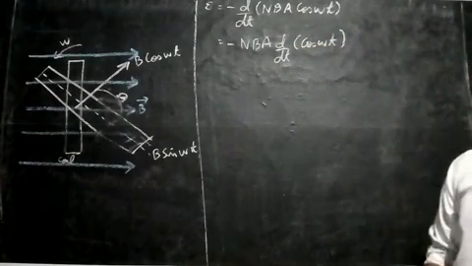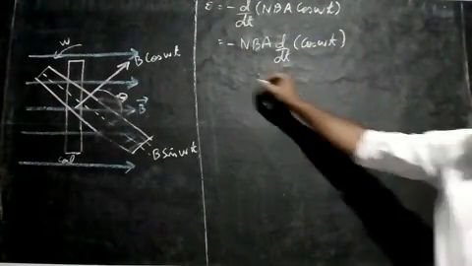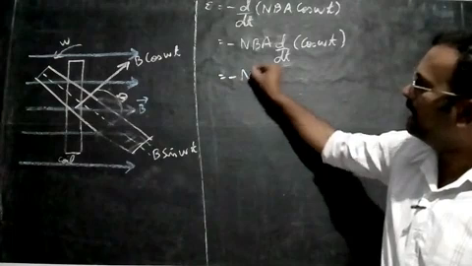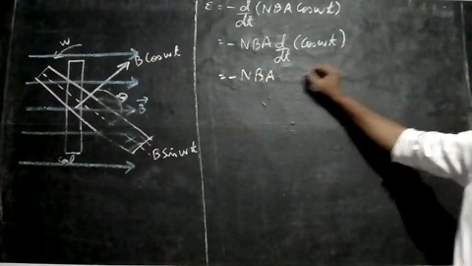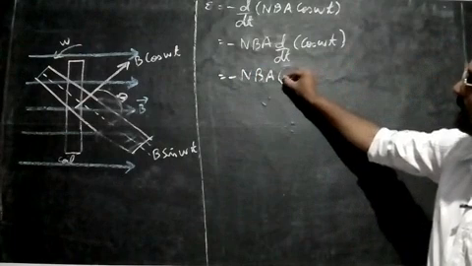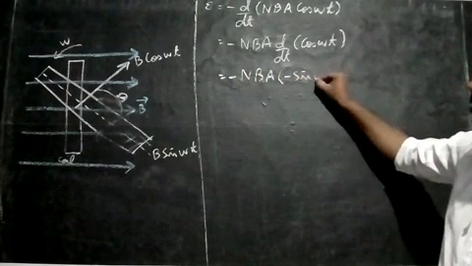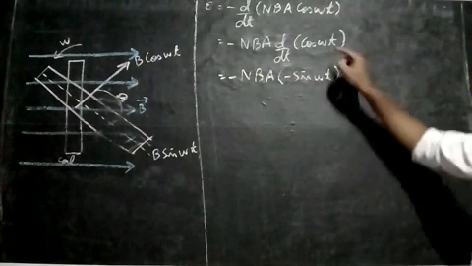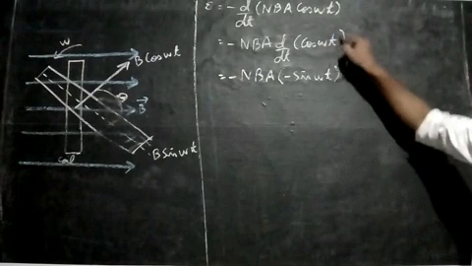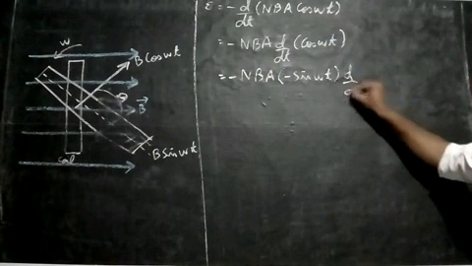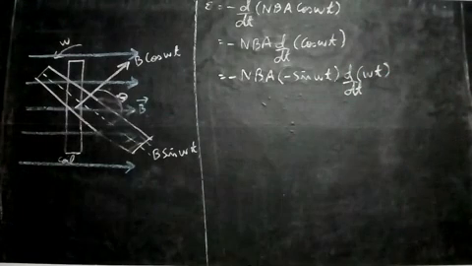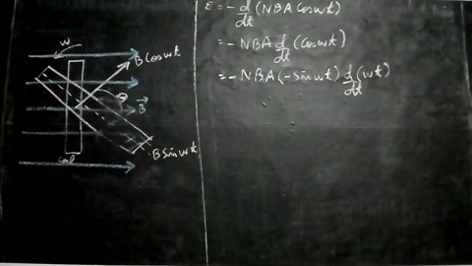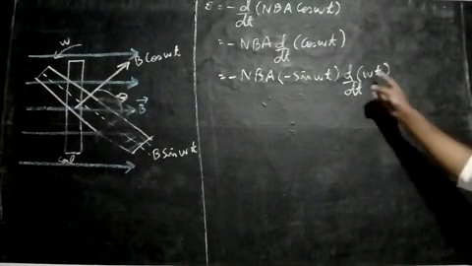Let us see how to differentiate this now. So we get here minus NBA. Differentiation of cos theta is minus sin theta, so minus sin omega t. And we also differentiate inside, omega t. So we have d by dt of omega t. Again, you see omega is a constant, the angular speed or angular velocity, so you take it out.